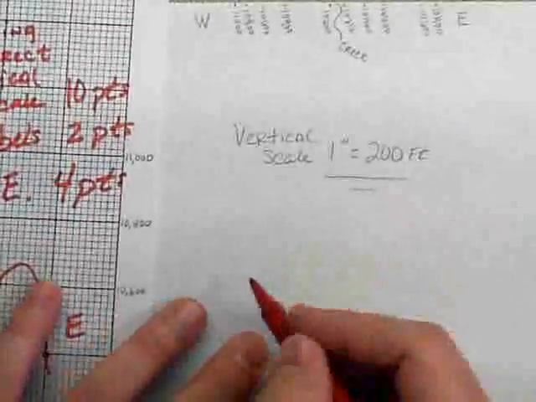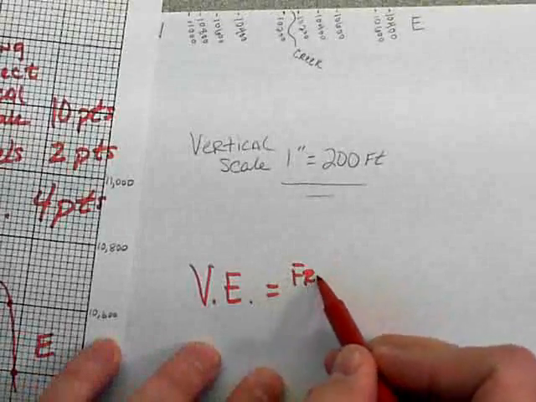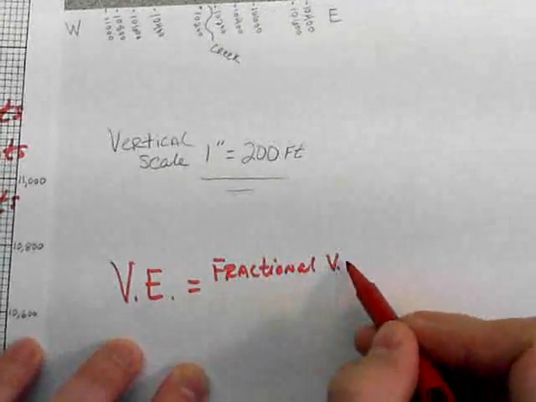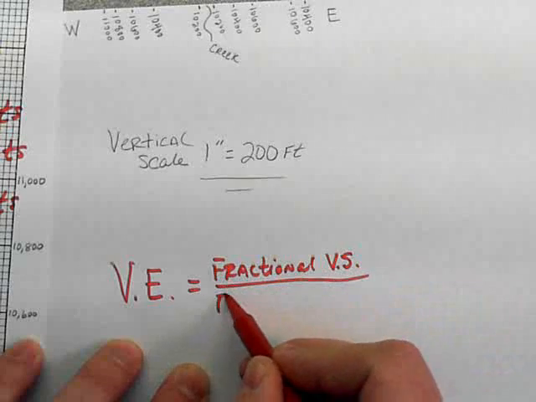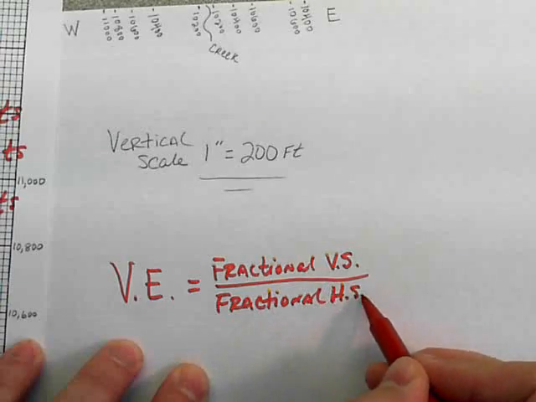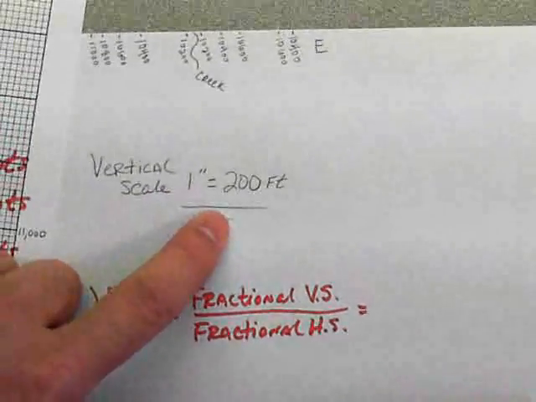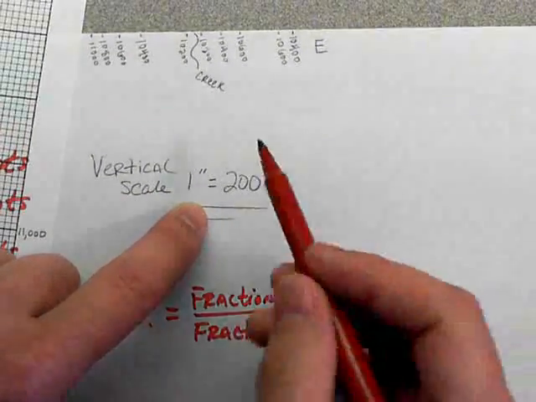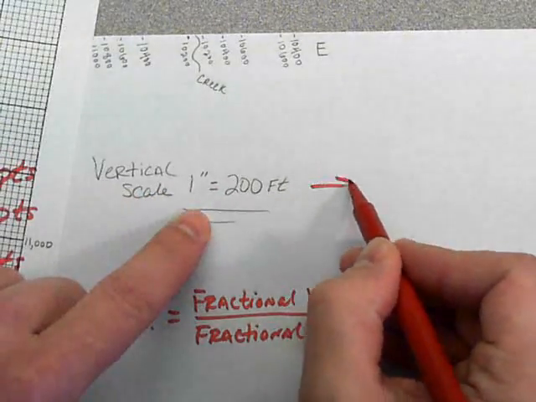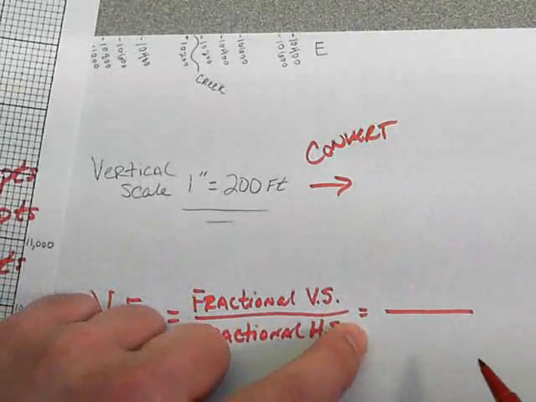All right, so what we need is the formula, which is vertical exaggeration equals fractional vertical scale divided by fractional horizontal scale. Okay, so let's see what we have. We already have the vertical scale up here, but this is a verbal scale. You know it's a verbal scale and not a fractional scale because it has units and it has an equal sign. So we have to convert this to a fractional scale so that we can plug it into our formula here.